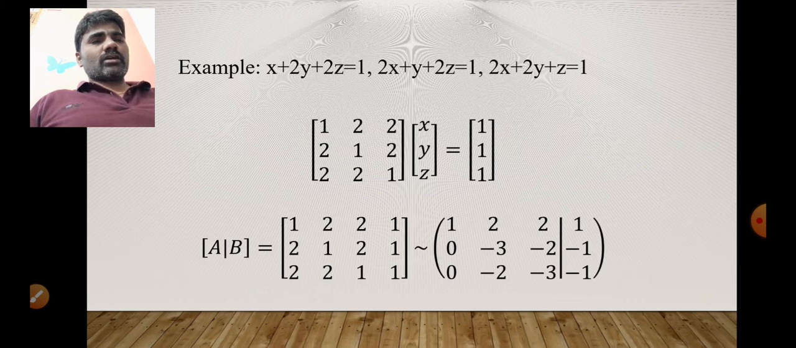First we consider the augmented matrix. Any system that is given to you, the first thing we have to do is consider the augmented matrix AB, that is A and B.